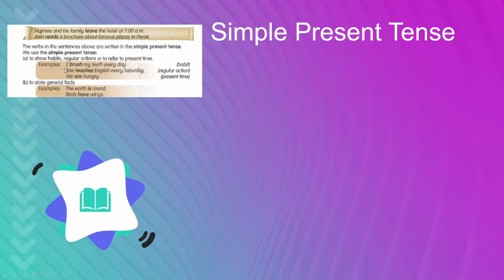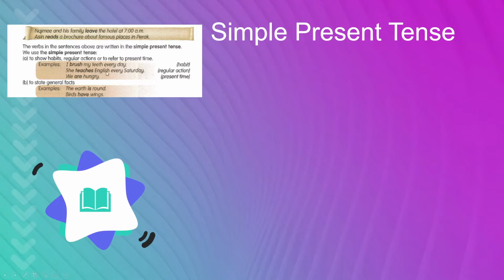And over here, down here, the examples, I brush my teeth every day. So this is regular actions or to show habits. Setiap pagi dia bangun gosok gigi. So something that you do every day, you have to use in present tense. I brush my teeth every day.